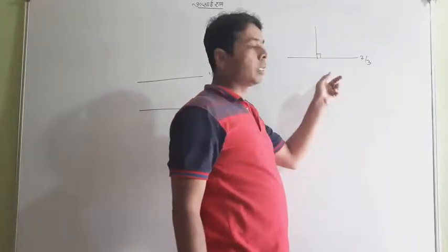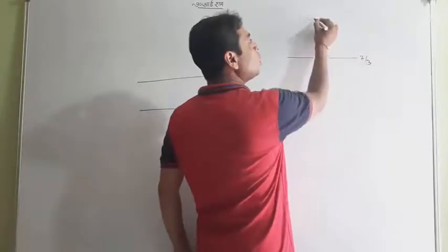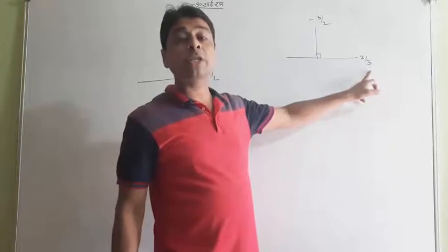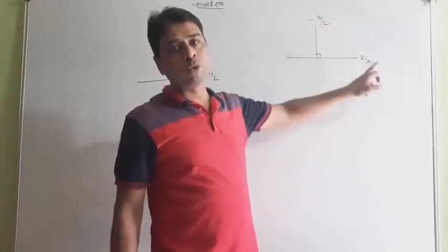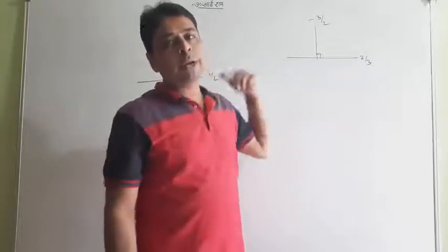Without doing this method, you can also predict and get your answer. If the slope of this line is 2 by 3, the slope of the perpendicular line will be its reciprocal with the opposite sign. It is a plus, it is a minus, it is a 2, it is a 3. So m1 times m2 will be minus 1. This is very simple.